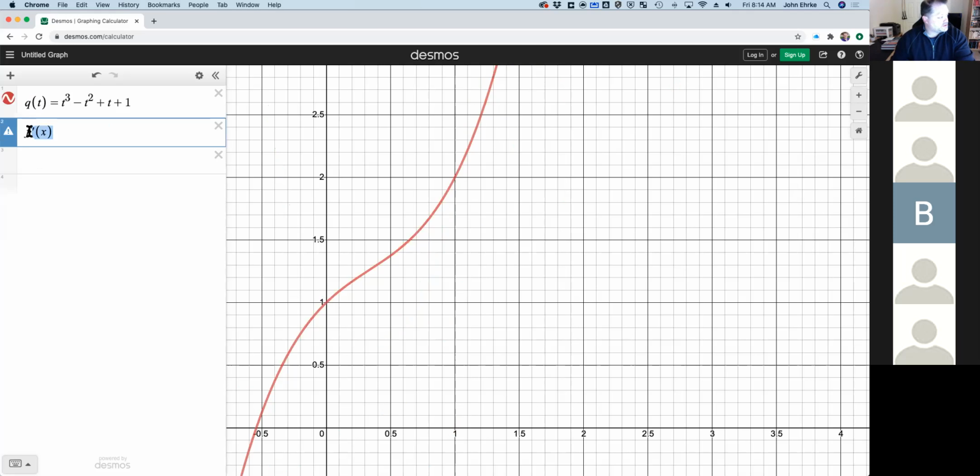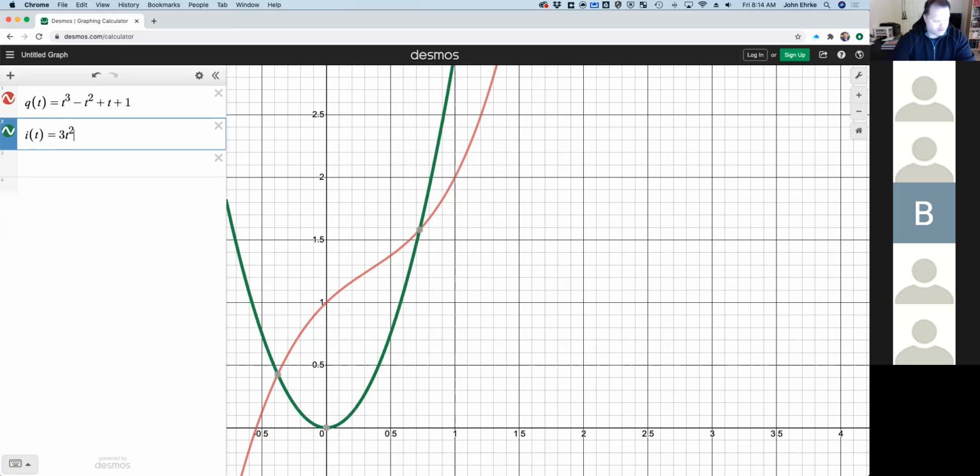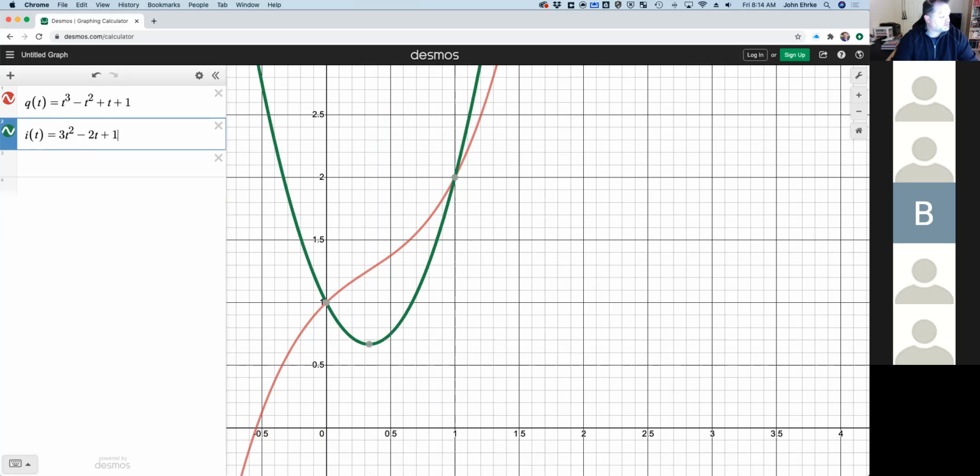So there is our charge, and we calculated that the current was 6t, the 3t squared minus 2t plus 1. So it's still the same graph. It's just if you wanted to have Desmos calculate the derivative for you, the original function must be in f of x form. All right.